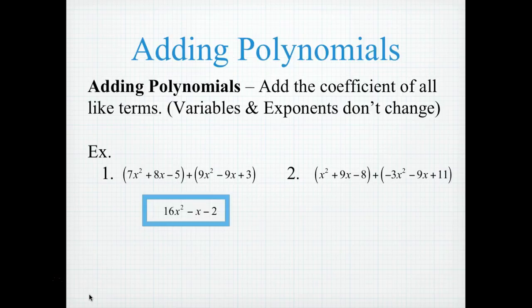So for our next problem, again, we have quadratic trinomials. So we combine x to the second and negative 3x to the second, giving us negative 2x to the second. 9x and negative 9x add to 0 and will cancel out. And negative 8 and a positive 11 combine to give us a positive 3. So adding these two polynomials gives us negative 2x squared plus 3.